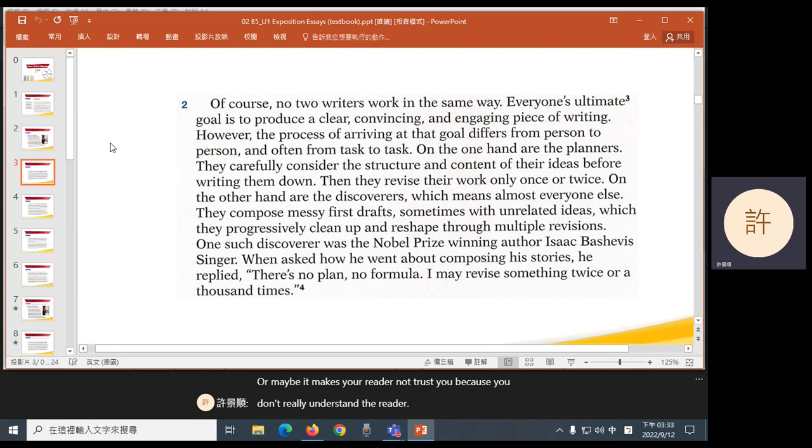So it's always a good idea to take away these words. When you're writing your rough draft, you might have the habit of saying, of course, or obviously. But when you revise, it's a good idea to take these out and delete them.